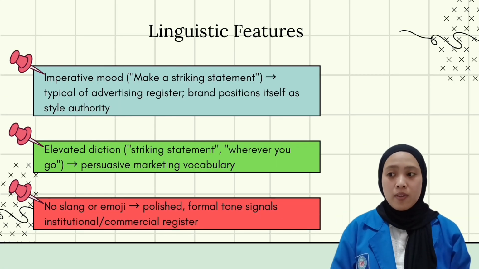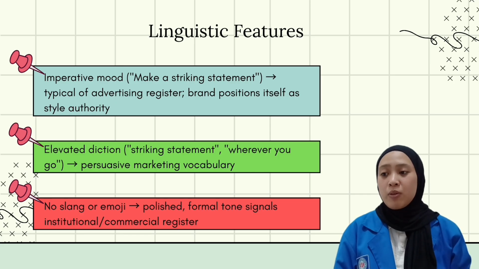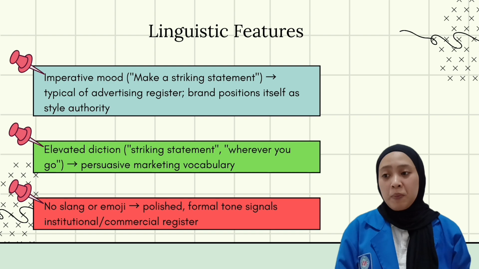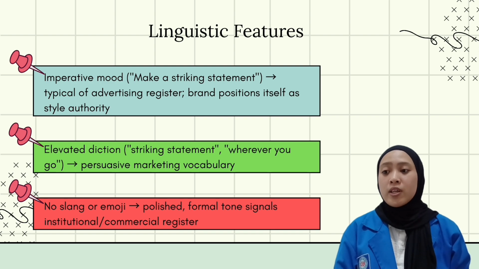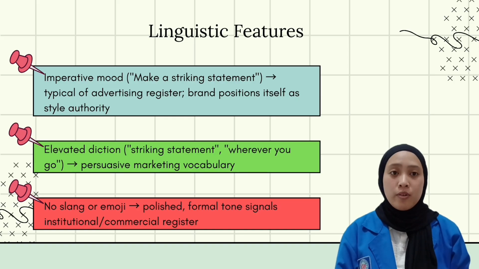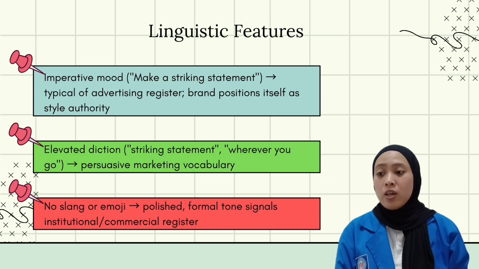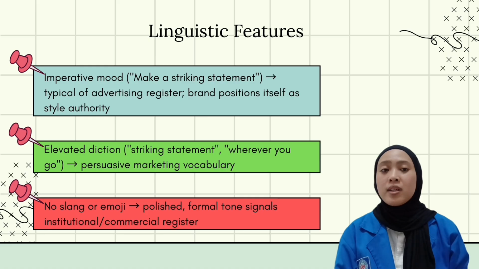Linguistic features. Imperative mood. The sentence "make a striking statement" is typical of advertising register, the brand positions itself as a style authority. And the next is elevated diction. The phrase "striking statement wherever you go" is persuasive marketing vocabulary. And the last is no slang or emoji, a polished formal tone signals institutional or commercial register.